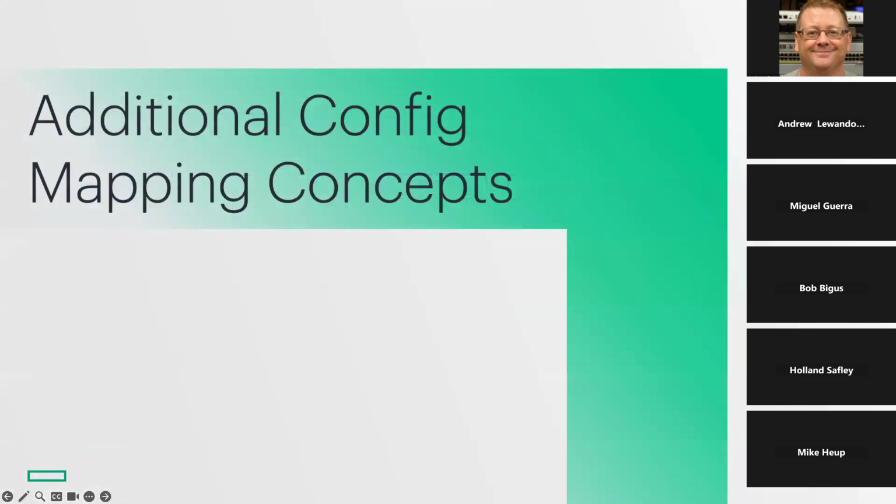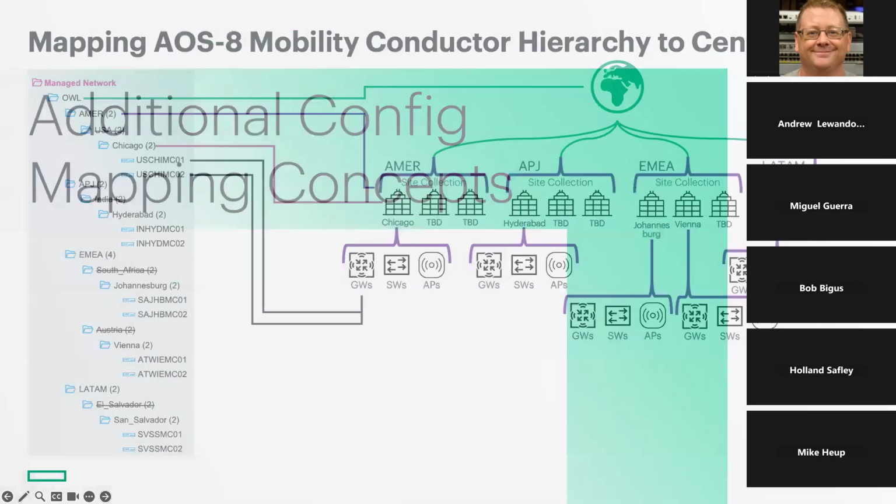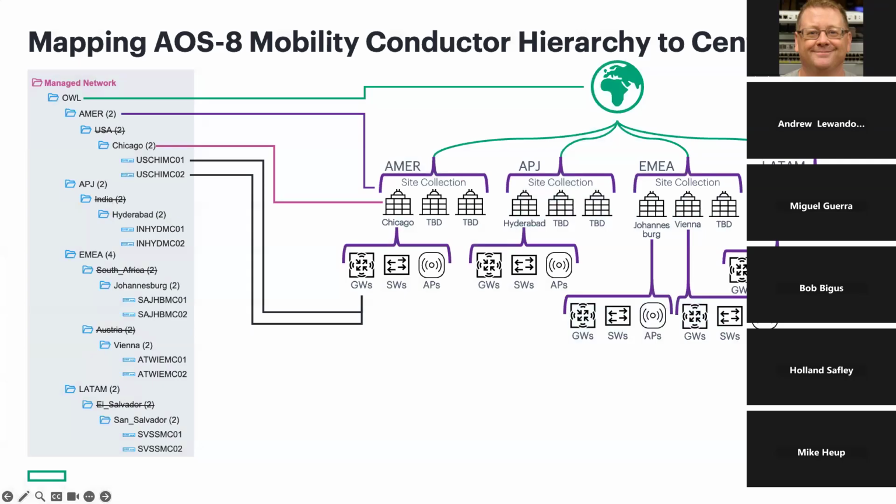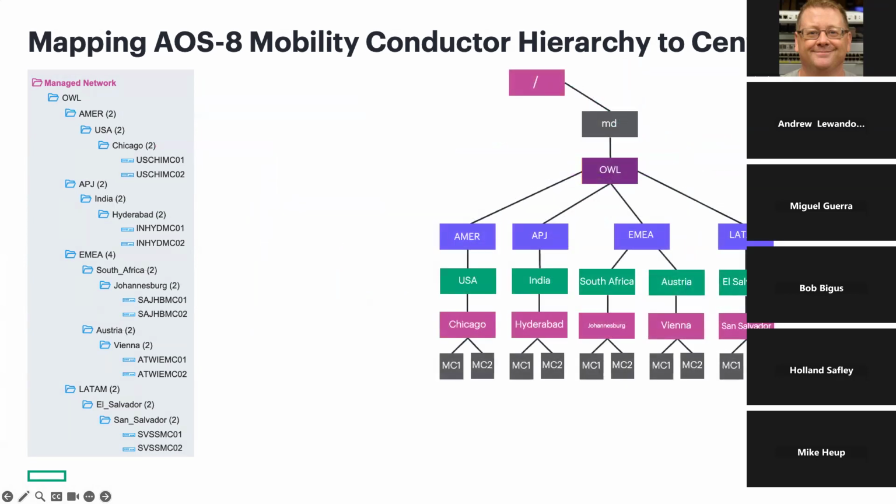I'm going to go over an additional mapping concept here. Looking back at the earlier global hierarchy example, we remember that we had to cut one of the levels in the AOS8 hierarchy to make it fit into New Central's config model. And again, deciding which node to eliminate requires careful consideration of where settings were applied and how they are inherited. A lot of us are familiar with this diagram that I briefly showed earlier at the beginning of the presentation.